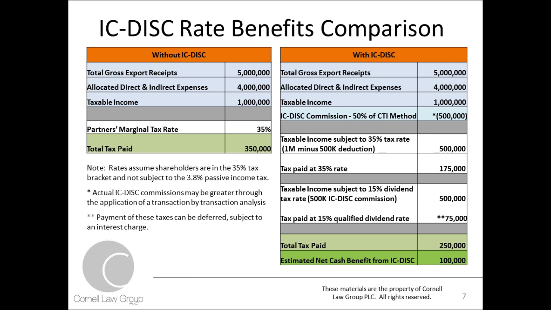The other $500,000 of profit that was shifted into the IC DISC, again, can stay within the IC DISC and be subject to an interest charge on the deferred tax, or it can be eventually paid out back to the shareholders or back to the existing business. And when it does so, it will be taxed to the owners at the dividend rate, which for a taxpayer in the 35% bracket would be 15%. So the tax on that would only be $75,000, and when you add that to the $175,000 paid on the business profits, you end up with a total tax paid of $250,000, which you can see is $100,000 tax savings by using an IC DISC.